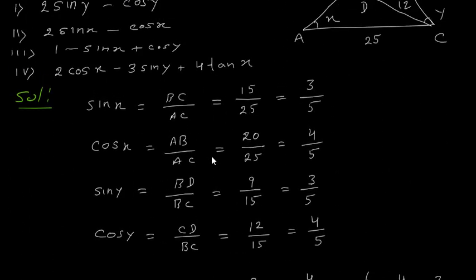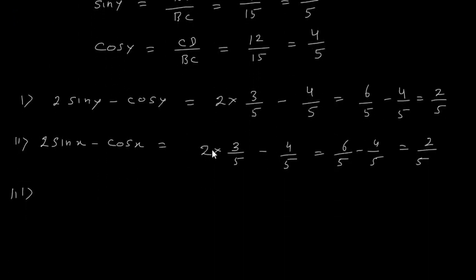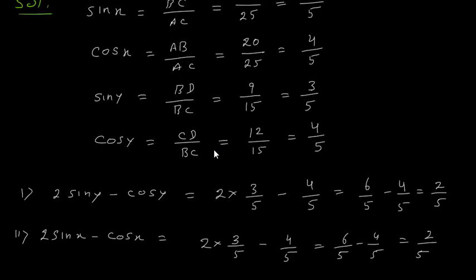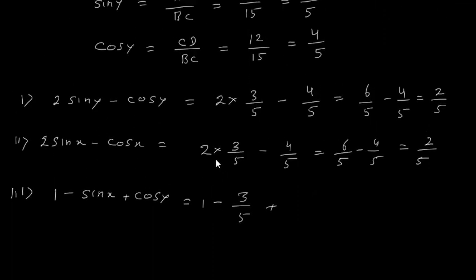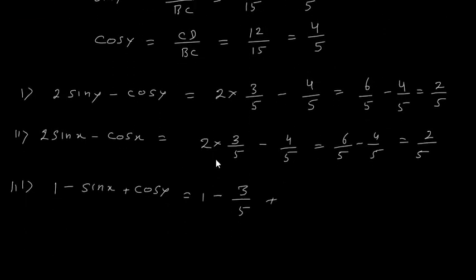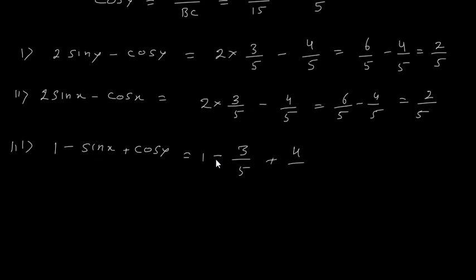The third question is 1 minus sin x plus cos y. So this is 1 minus, the value of sin x is 3 upon 5, plus the value of cos y is 4 upon 5. So this is 1, 4 minus 3 is 1, so 1 plus 1 upon 5. So 5 plus 1, this is 6 upon 5.